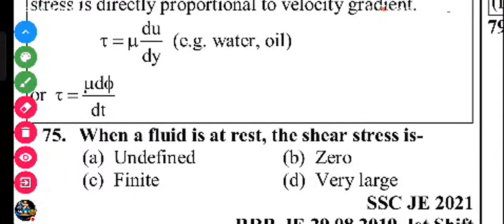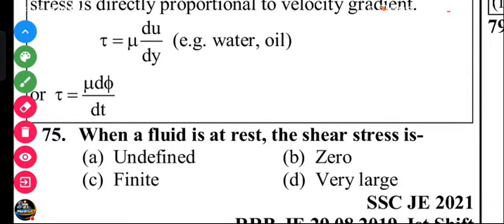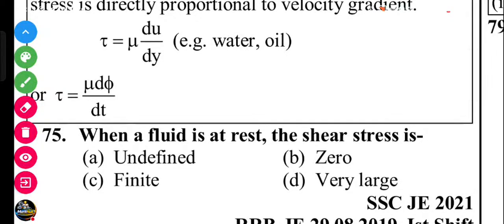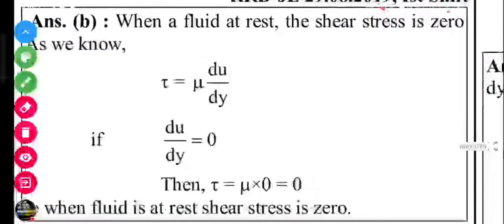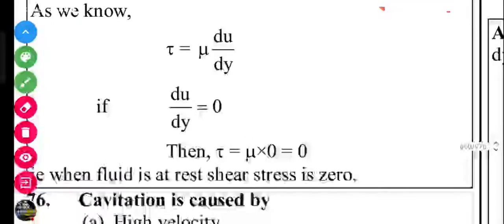Question number 75. When a fluid is at rest, the shear stress is zero. Explanation: when a fluid is at rest, shear stress is zero. The change in velocity du is also zero, so the velocity gradient is zero. So shear stress is also zero.